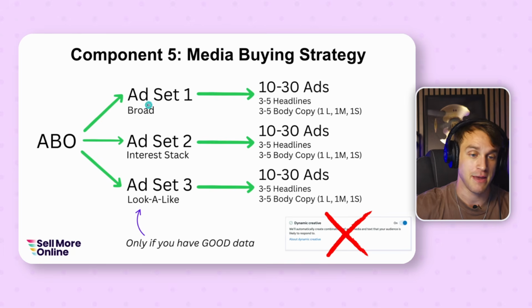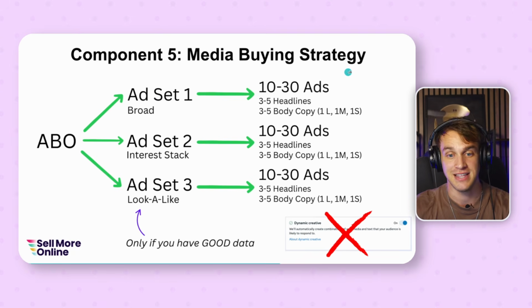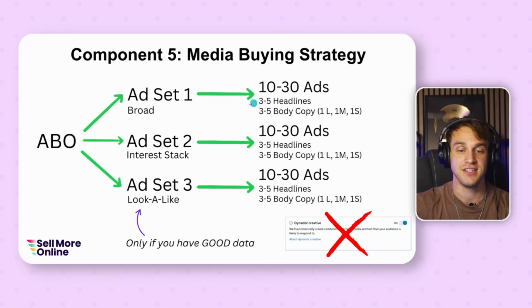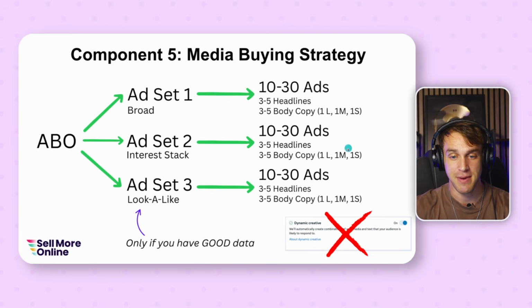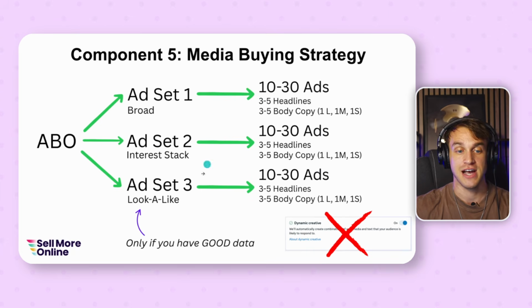In terms of media buying and campaign structure, here's what we typically do. Right now, we're running ABO lately. We'll do 1 to 3 ad sets: broad, interest stack, which is a cold interest stack, and lookalike. We only do lookalike if we have sufficient data. Then we'll do about 10 to 30 ads in each ad set. These are the same ads in each ad set. So of course we're testing the individual creatives themselves, but we're also testing the actual ad sets or the audiences within the ad sets.